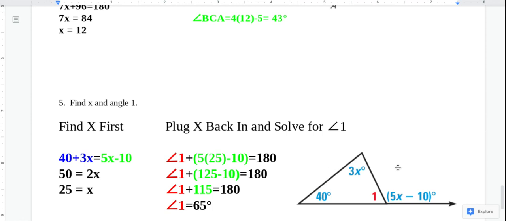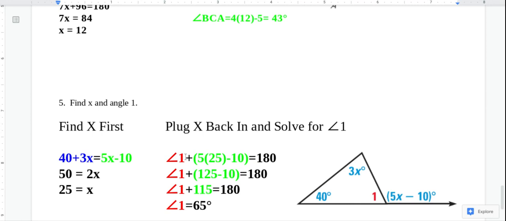So now that we know 25 is x, we can actually solve for angle 1 a couple different ways. What I used was knowing that angle 1 and angle 5x minus 10 are a linear pair. We have this line across the bottom and this line dividing them. So we know it's a linear pair. Linear pairs add up to 180. So that's the method I used over here. After we solve this way, I'll show you the other way as well.